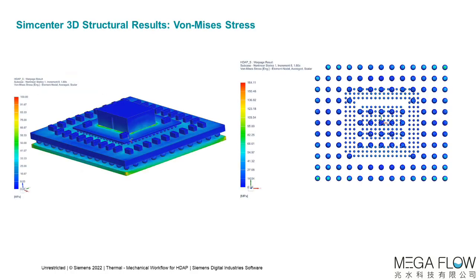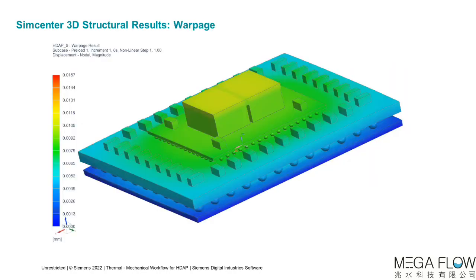After solving this Simcenter 3D model, we take a look at the results. There's a variety of ways to look at results, from stresses and strains and so on. Here we are looking at the von Mises stress, which is a value used to determine if a given material will yield or fracture. And as expected, as we can see on the right, there are higher levels of stress at the corners of the package solder balls.